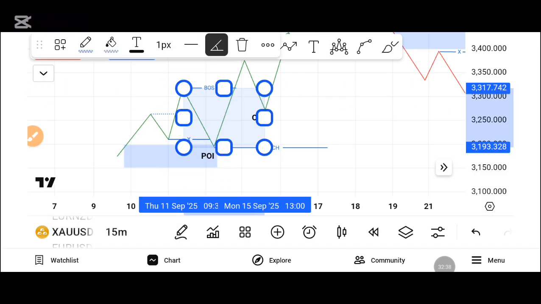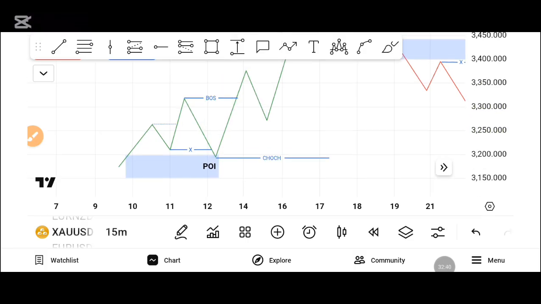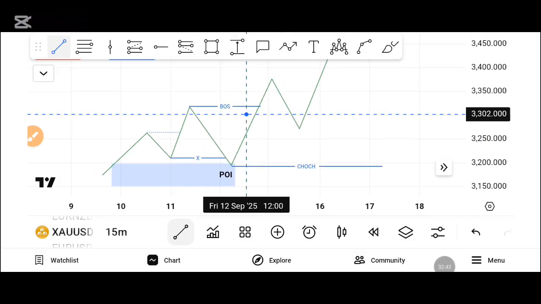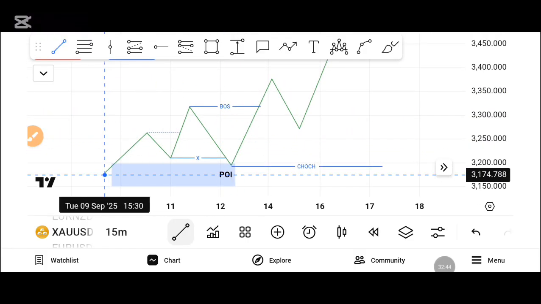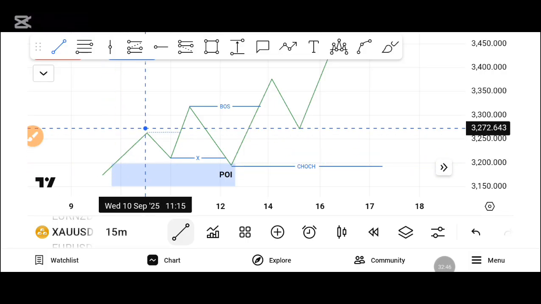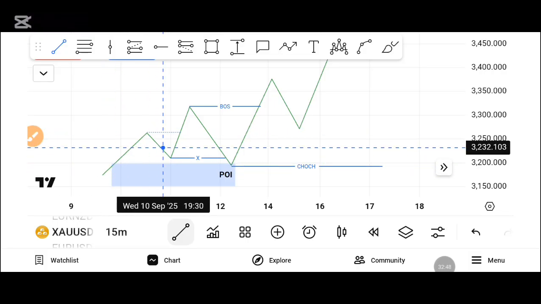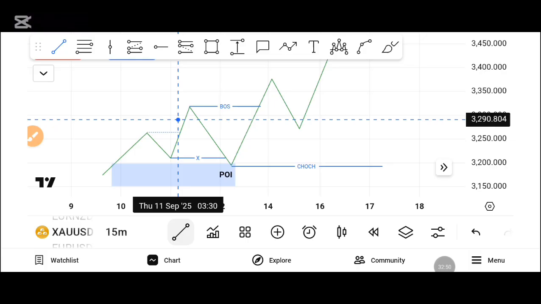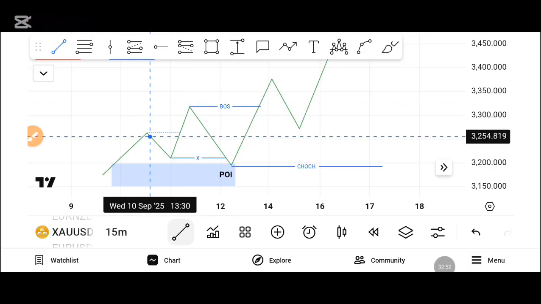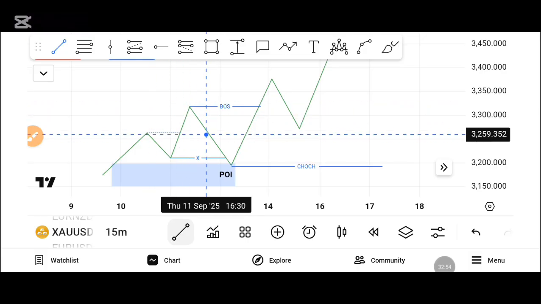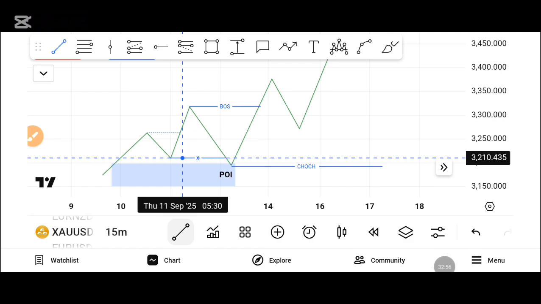Let me remove this so that we can see clearly. So you can see clearly now. First we have a higher high here, a higher low. Price moves up here, breaks this high, retraces back here to sweep this low. This is our inducement.